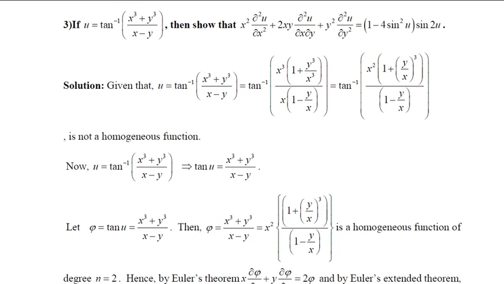Now, by Euler's theorem, remember your u is not homogeneous, but phi is homogeneous. So, we can apply Euler's theorem for phi. X into dou phi by dou x plus y into dou phi by dou y is equal to 2 phi.